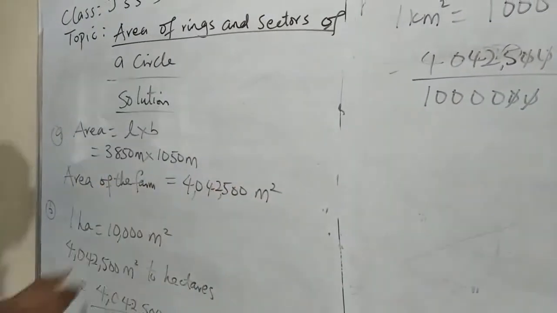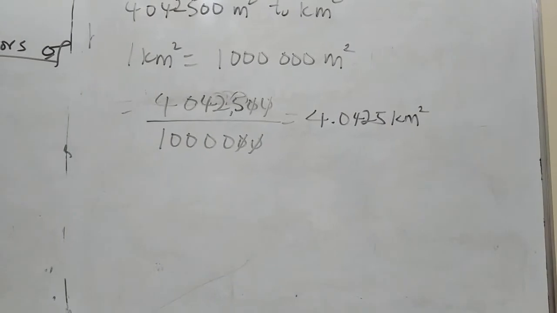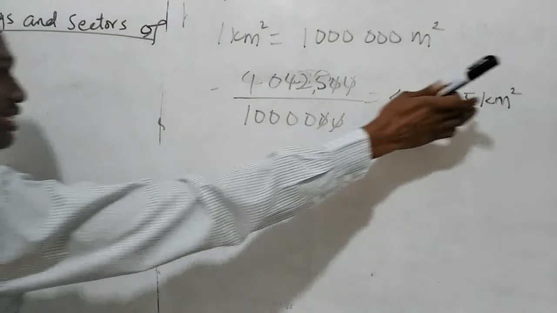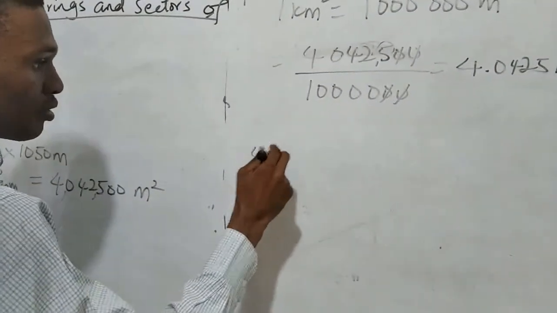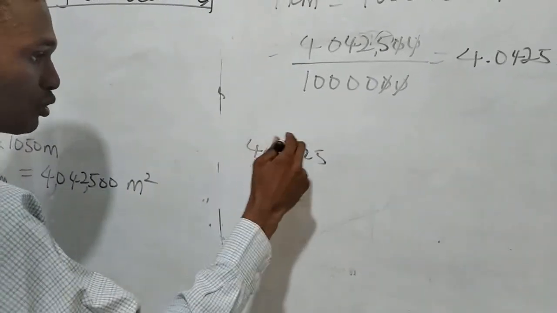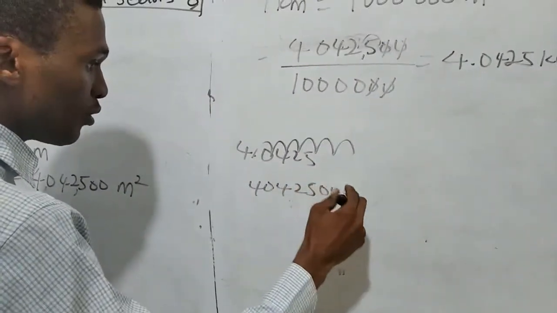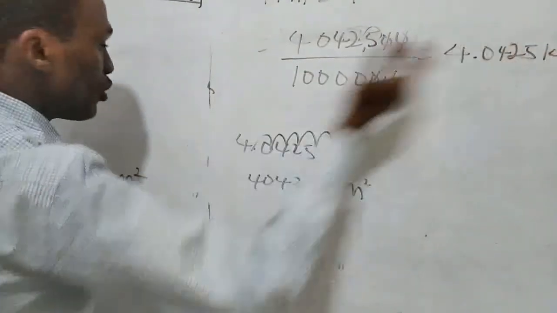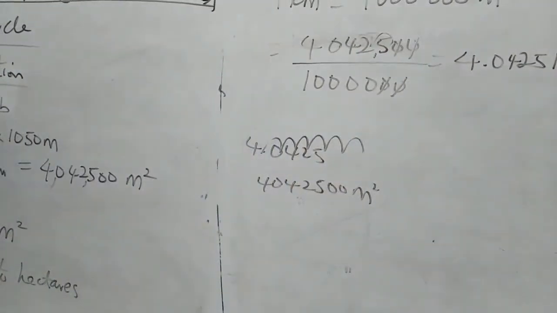So our 4,042,500 meters square, we will convert it to kilometer square. We have 4.0425 kilometer square. The same is applicable if you want to convert this to meter square. We count 6 zeros towards the right: 1, 2, 3, 4, 5, 6. And we have 4,042,500 meter square. So in conversion from a bigger unit to a smaller one, we multiply. But when converting from a smaller unit to the bigger one, we divide.